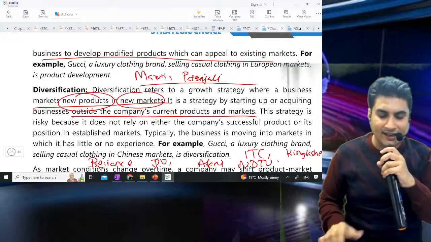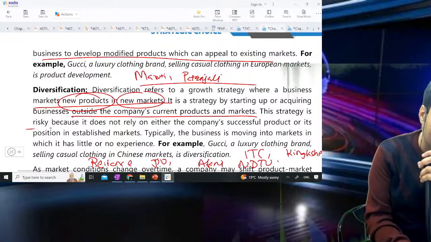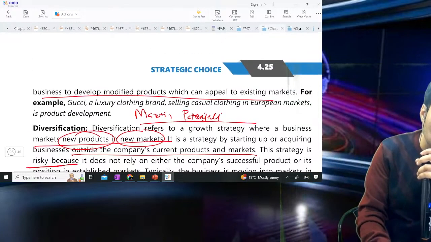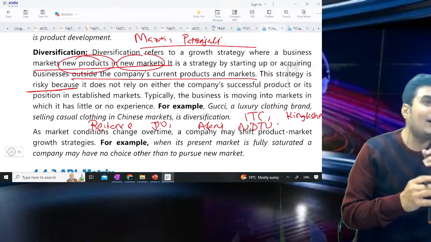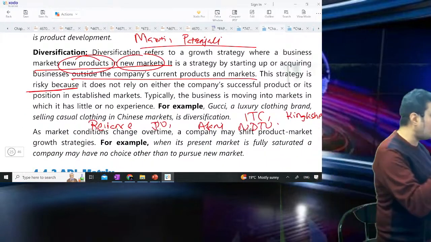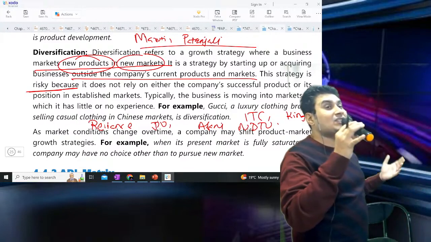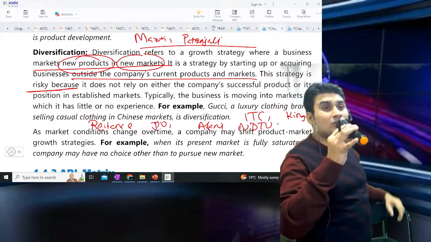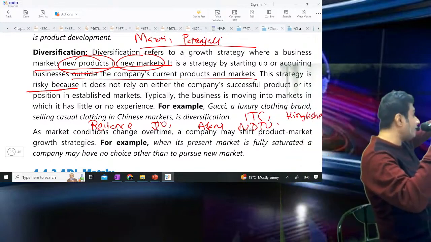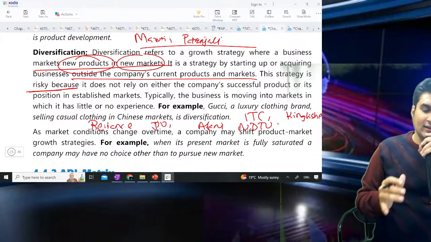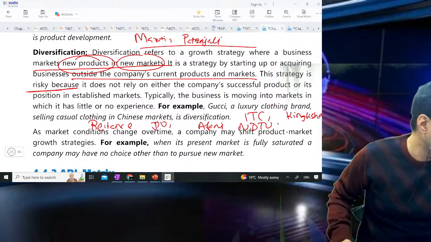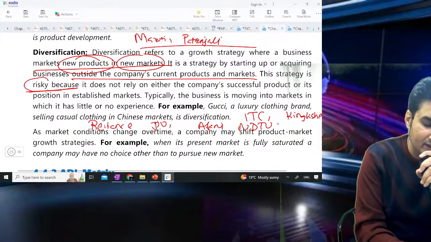Underline: risky. They can ask which one is the riskiest one. This one. In the CS book, company secretary, it is written it is suicide. Why? You are not comfortable in product or market, both. Example: I start a shoe business. I don't know how to make shoes, and that also in Australia. Language is different. In India, still I can do something. Understood? You want to write anything or understood? Okay. Why risky? Underline. Read.